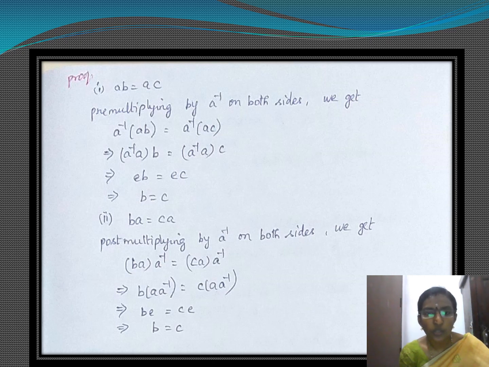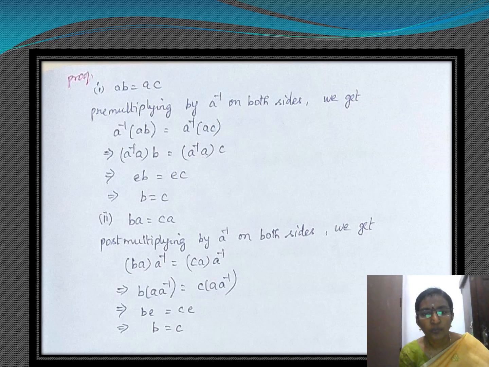Then use associative property, (A inverse A) into B equal to (A inverse A) into C, which implies E into B equal to E into C, which implies B equal to C. Therefore, from AB equal to AC, we proved that B equal to C. That is, left cancellation law is true.